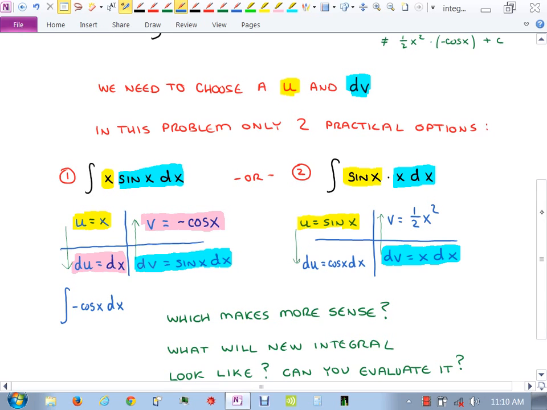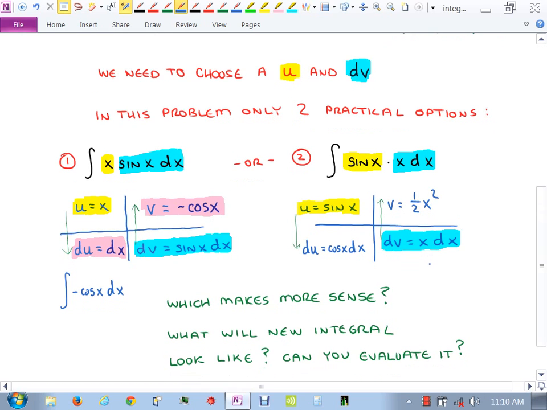Now let's compare that to the other one. On this side, our new integral would have become v du, right? v du, so that would be this piece right here times this piece in my integral, which is the integral of 1/2 x squared cosine x dx. What do you think about that integral? Much more complicated, isn't it? That's actually worse than what we started with, because we started with x sine x. Now we've got an x squared and a cosine x. So that's even worse. Would you agree?